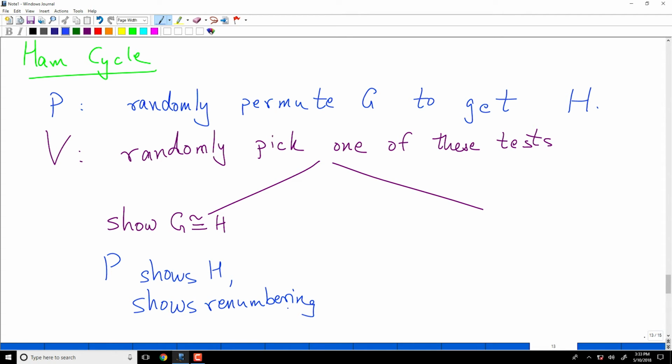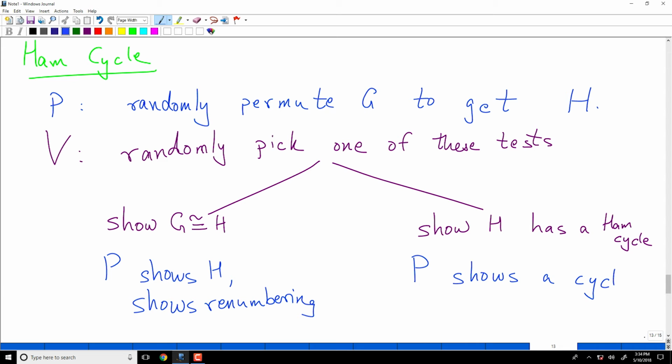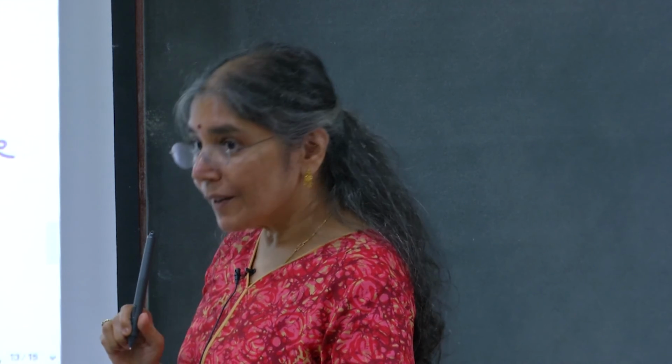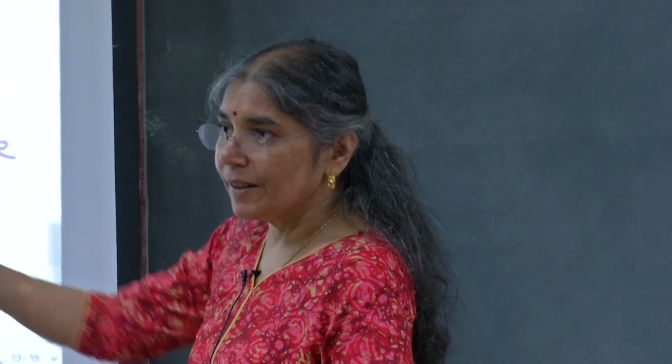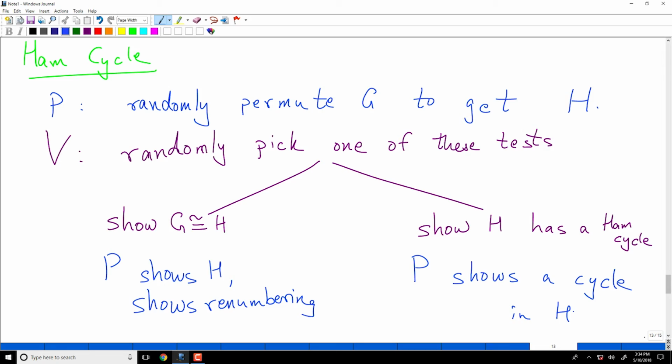Okay. So this is one test that could be done. The other test that the verifier could do is to say, show that H has a Hamiltonian cycle. Then P shows a cycle in H. Now stare at this for some time and see. If P knows a Hamilton cycle in G, P can always pass these tests, whichever test is asked.